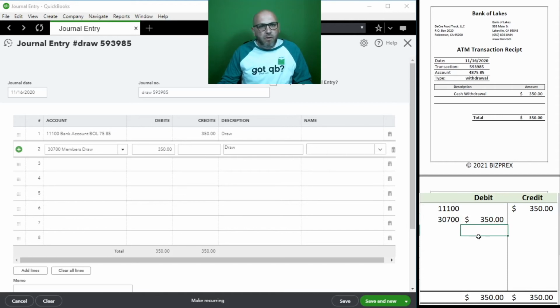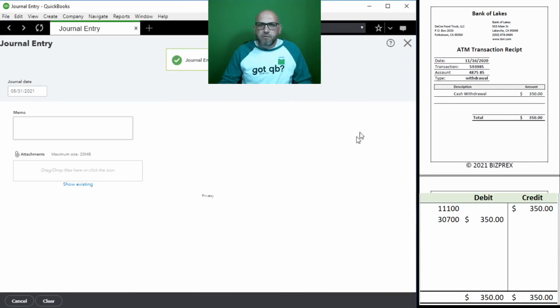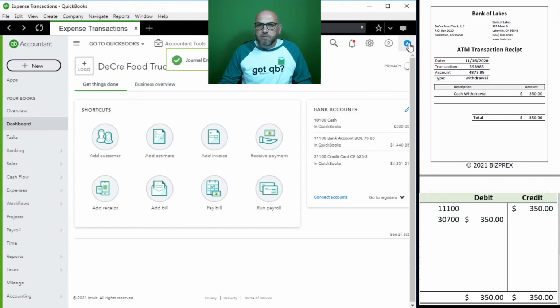Okay. Again, make sure we understand equity goes down because we're taking money out of our business. Makes sense, right? Our bank account balance is also reduced, right? And being an asset, we credit it. So here it is, good to go. And click Save and New. Close it, doesn't matter. Okay. Here it is.